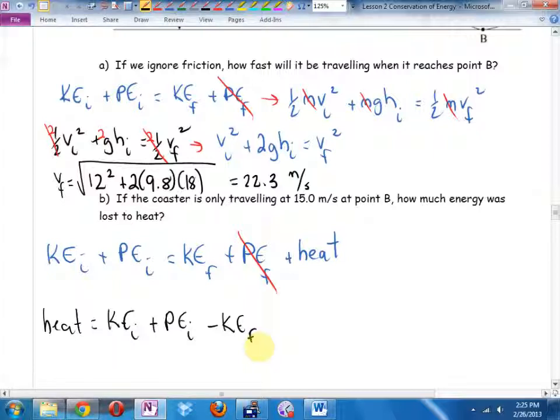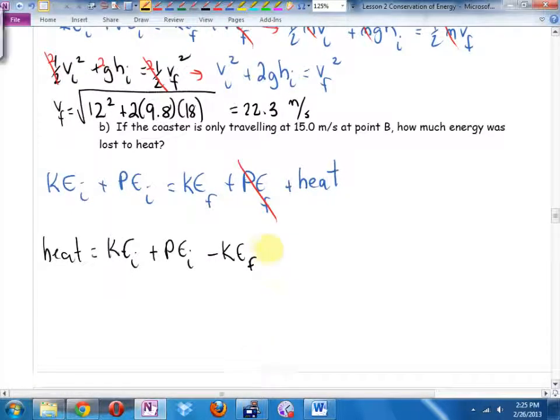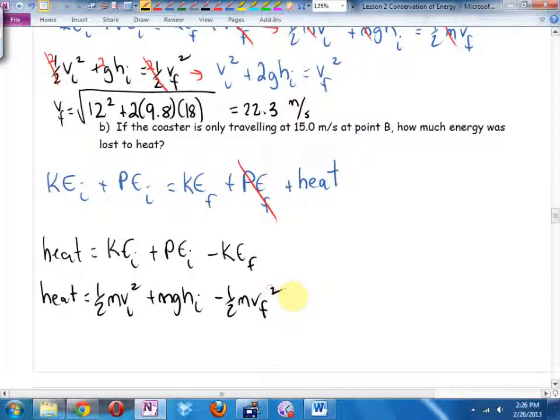Oh, and if it worked out to 0, then you would know that there was no friction. But I don't think it will this time. Well, I know it won't, because if it was 0, it would have gone at 22.3. It went slower. What if it went faster than 22.3? You've violated the law of conservation of energy. You got a perpetual motion machine. The universe is going to come crashing down and kill you. Right? Heat is going to be a half mv initial squared plus mgh initial minus a half mv final squared.